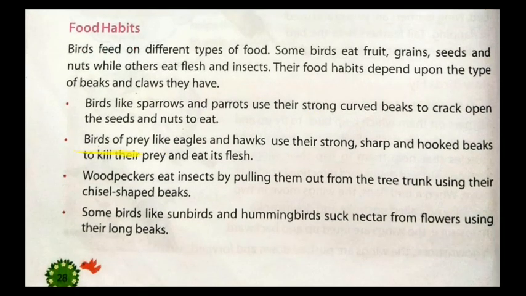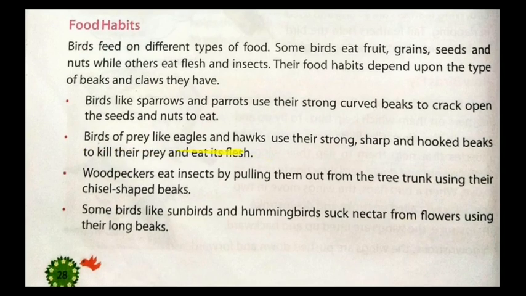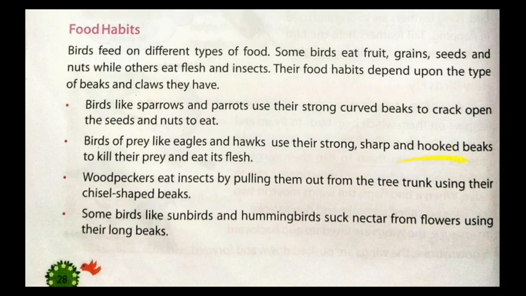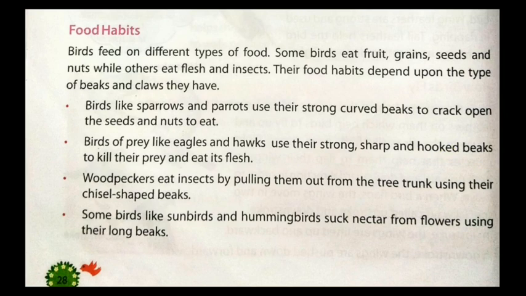Okay, then number 2, birds of prey like eagles and hawks use their strong, sharp, and hooked beaks. Hooked means curved. Birds of prey like eagles and hawks use their strong, sharp, and hooked beaks to kill their prey and eat its flesh. So these are flesh eating birds.